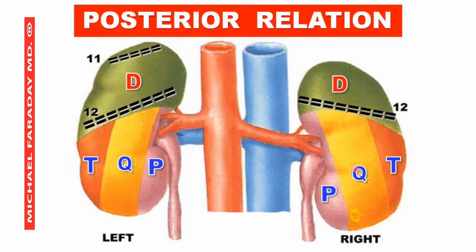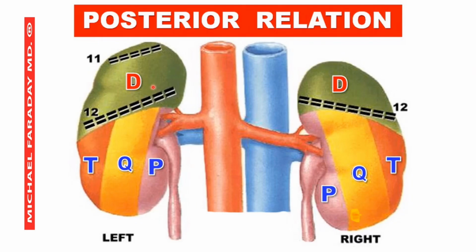And you see, because the right kidney is slightly lower than the left kidney, the diaphragm separates the kidney from the last rib, which is the 12th rib. But when you come to the left side, because the left side is slightly higher than the right kidney, the diaphragm separates the kidney from the 11th rib and then the 12th rib.